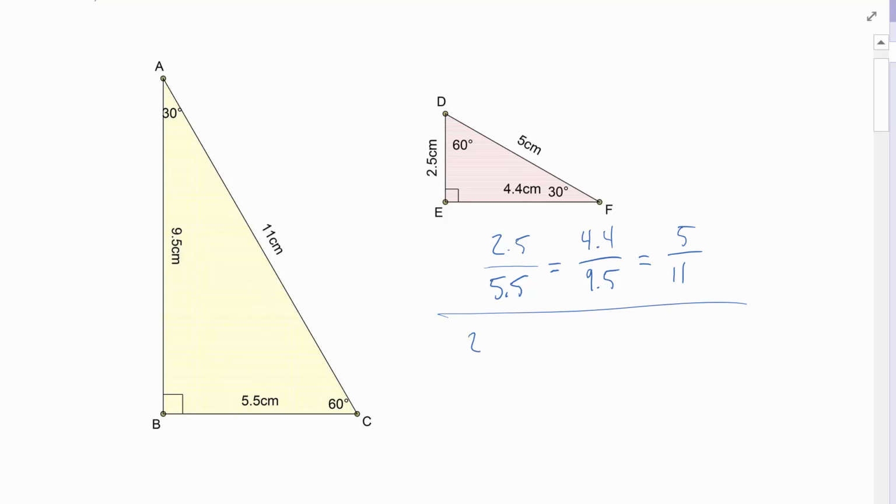For instance, 2.5 over 4.4 is going to be equal to the same proportion of the short side to the long side on the big triangle. That would be 5.5 over 9.5. Those proportions would be the same. Or I could look at 5.5 over 11, the short side over the hypotenuse, which would have to be equal to 2.5 over 5, the short side over the hypotenuse. And I could do the third one as well.